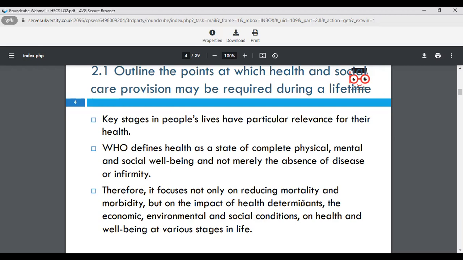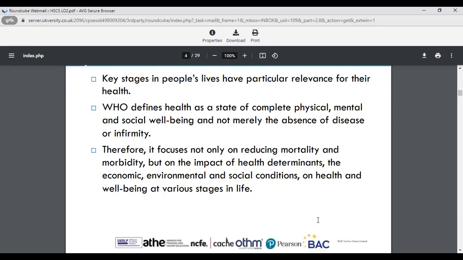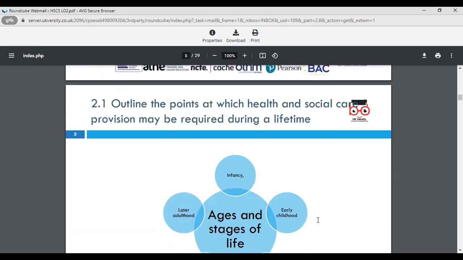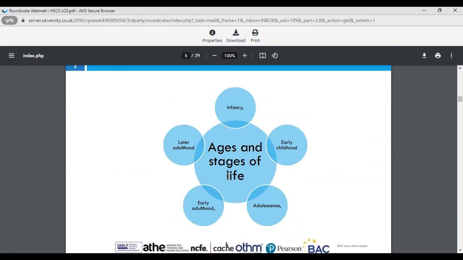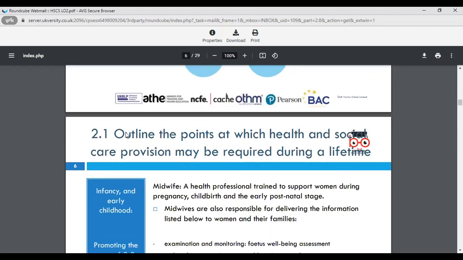So there are several health determinants that we'll talk about in due course. We have the economic, environmental, and social conditions on health and well-being at various stages in life. If we start with the ages and stages of life, it starts from infancy, goes on to early childhood, to adolescence, early adulthood, and later adulthood. So every stage has its own requirements.